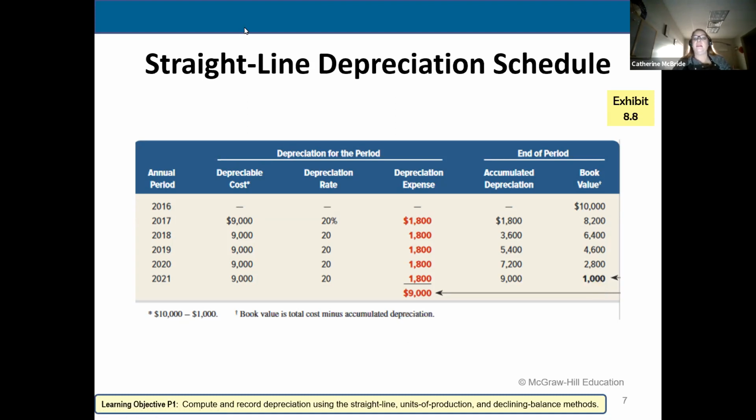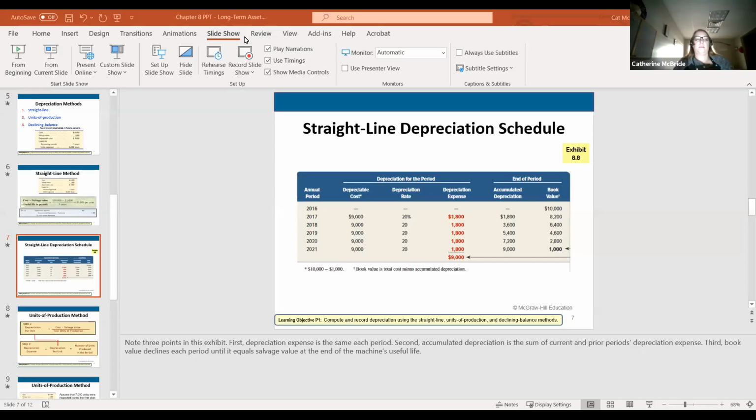I'm going to pause this and we're going to go work a straight line problem. This is from our practice problems, the first set. This is straight line depreciation. So let's look at the data that we have.